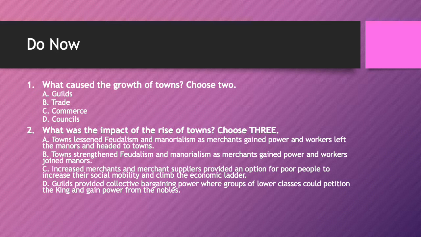Number 2. What was the impact of the rise of towns? Choose 3. A. Towns lessened feudalism and manorialism as merchants gained power and workers left the manors and headed to towns. B. Towns strengthened feudalism and manorialism as merchants gained power and workers joined manors. C. Increased merchants and merchant suppliers provided an option for poor people to increase their social mobility and climb the economic ladder. D. Guilds provided collective bargaining power where groups of lower classes could petition the king and gain power from the nobles. Pause your video and choose your best 3 answers here.